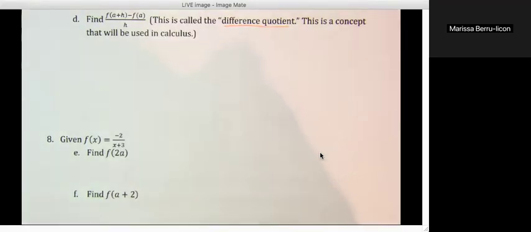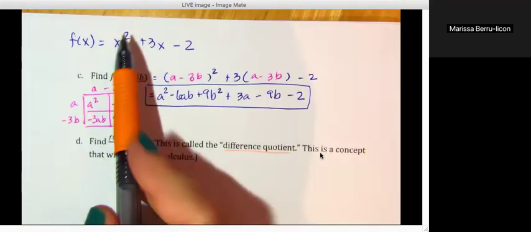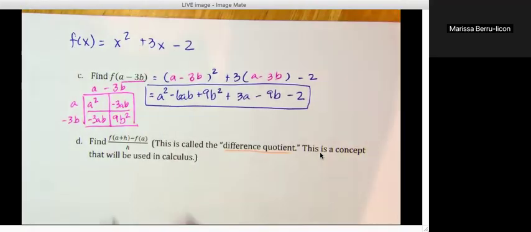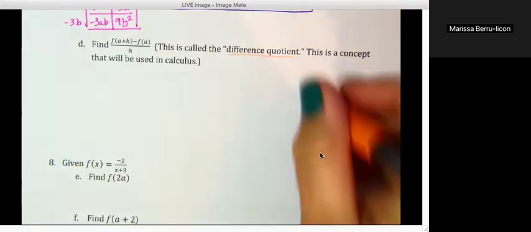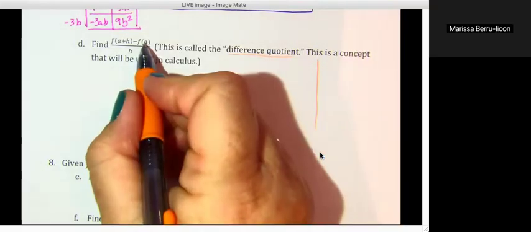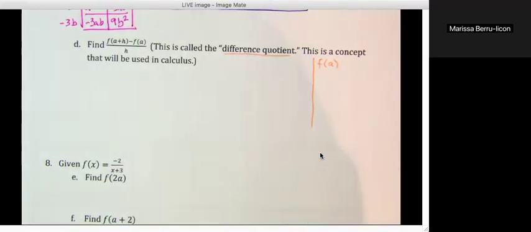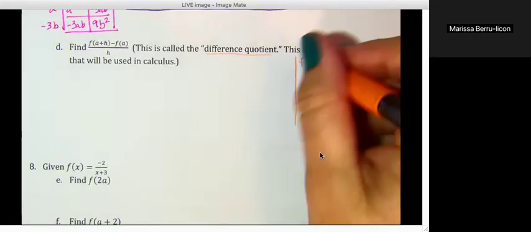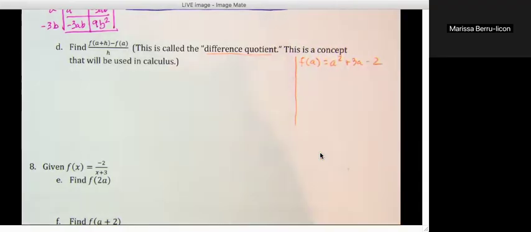Now, a helpful thing to do if you are working with some function f of x, and again, we're using this same f of x that I wrote at the top of the page here, I suggest finding these two pieces off to the side and then using them to plug in. Now, finding f of a is a little bit easier. All we're doing is just replacing x with a. So that becomes a squared plus 3a minus 2.